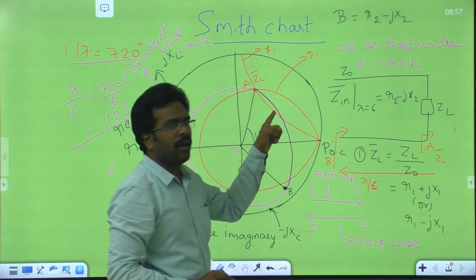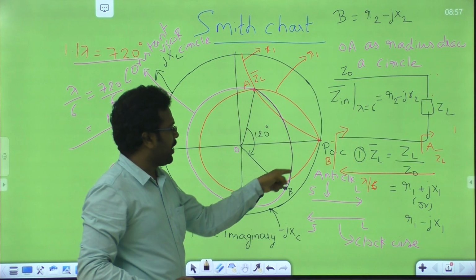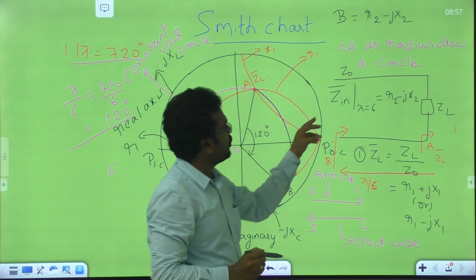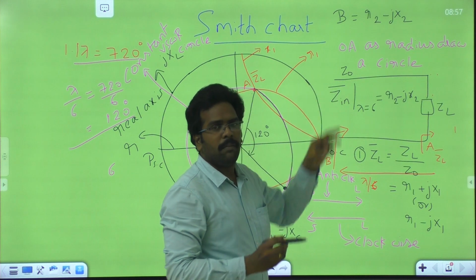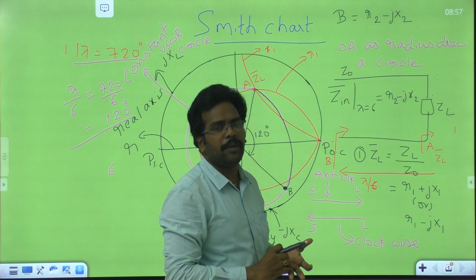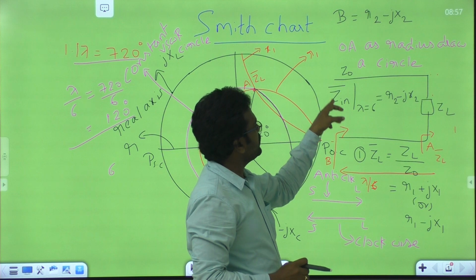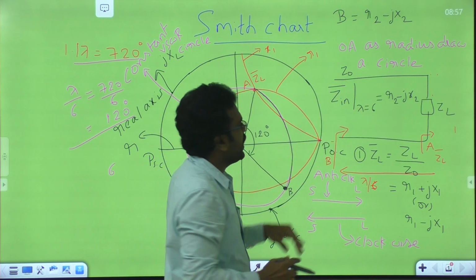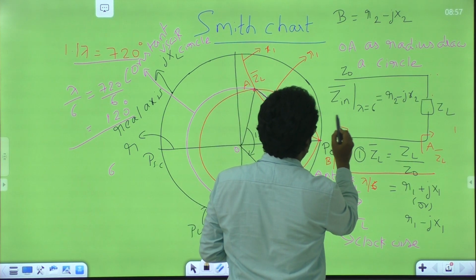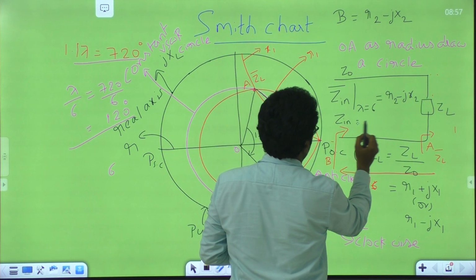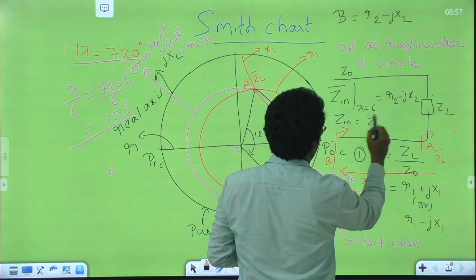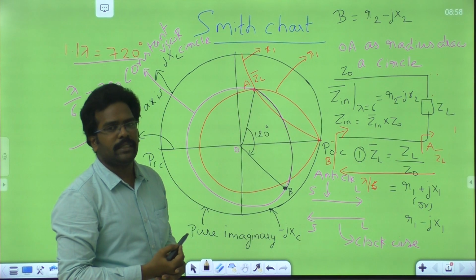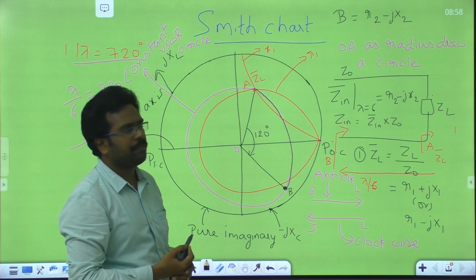So why am I taking a bar here? Because all the points we are getting on the Smith chart are normalized values, therefore you should write it with a bar. Bar indicates it is a normalized value. Therefore the input impedance at this B point is that much value. Now how to find the absolute value? Zn equals Zn bar into Z0 gives the absolute impedance at B point.